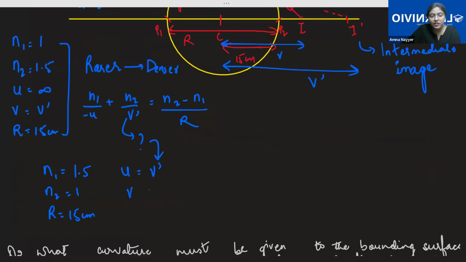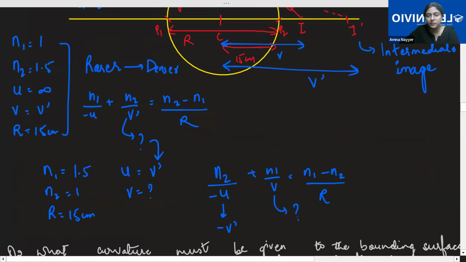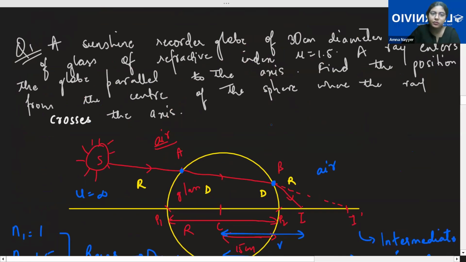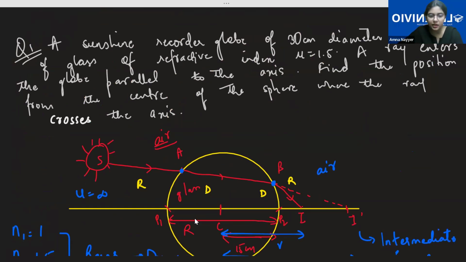And whatever is the final image, we will have to calculate. The formula you will use is N2 by minus U plus N1 by V is equal to N1 minus N2 by R. This minus U will actually be minus of V dash, this value. Then you calculate the value from here. If you want the gap between these two images, it will be V dash minus V, this length. Write it and tell me what values you are getting. First, write down the question and the figure. Then afterwards, immediately I'll start with the lens part.